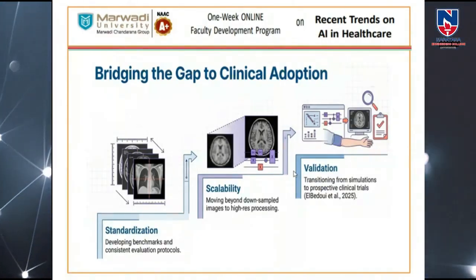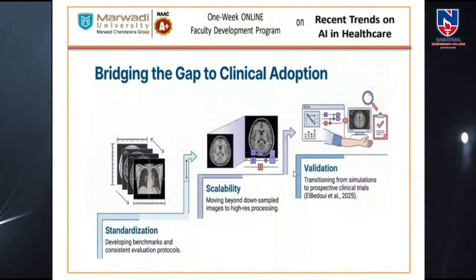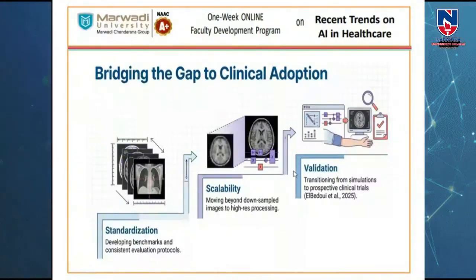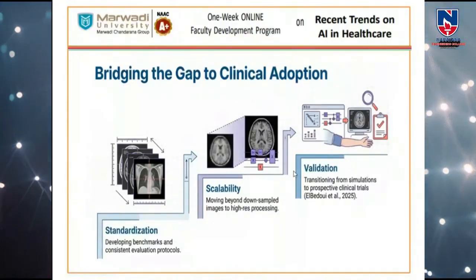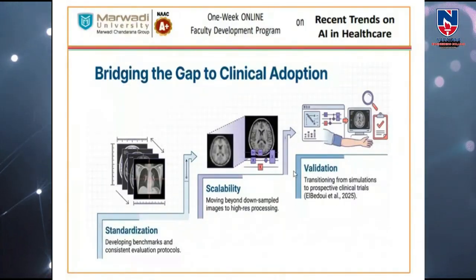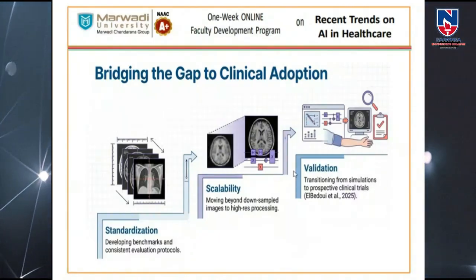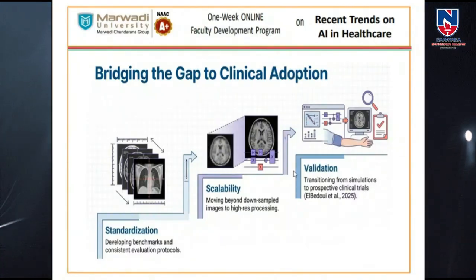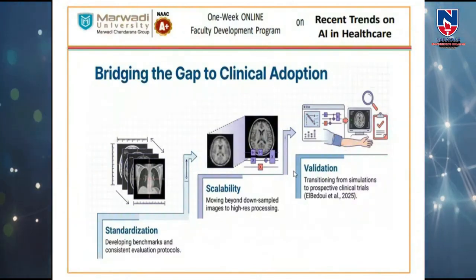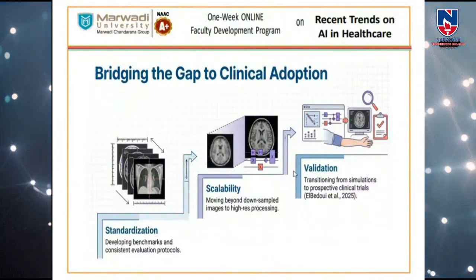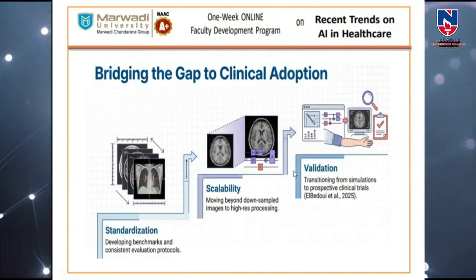The first one is standardization, where we focus on the development of common benchmarks and evaluation protocols to ensure reliability and reproducibility across studies. If you are supposed to give a model that says whether a stroke is there or not, that will be decided based on your benchmark only.